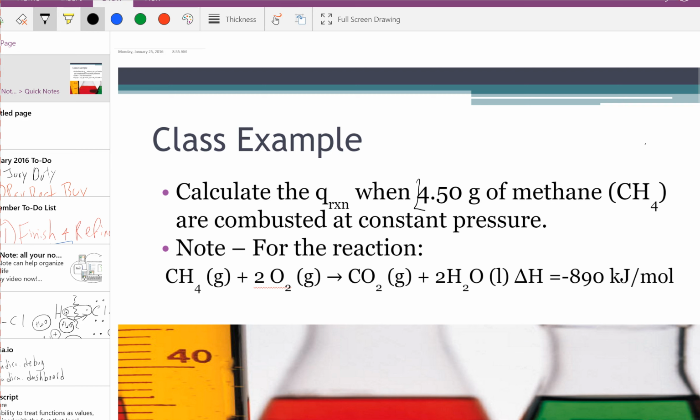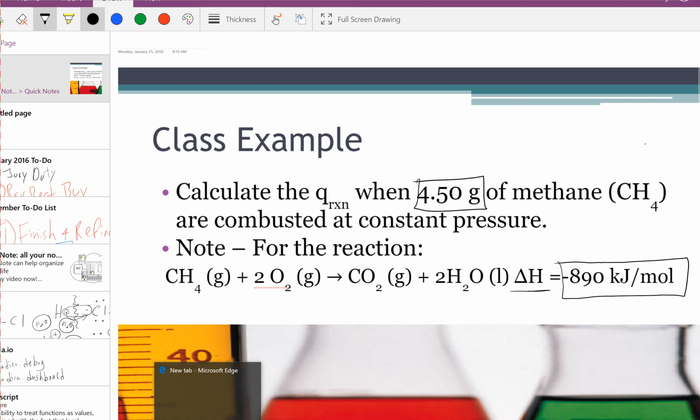It says here we have 4.50 grams of methane. But the delta H for this reaction here is negative 890 kilojoules per mole. So we're trying to find it in moles and we have it in grams. So the first thing we do is convert 4.5 grams of CH4 into moles of CH4.